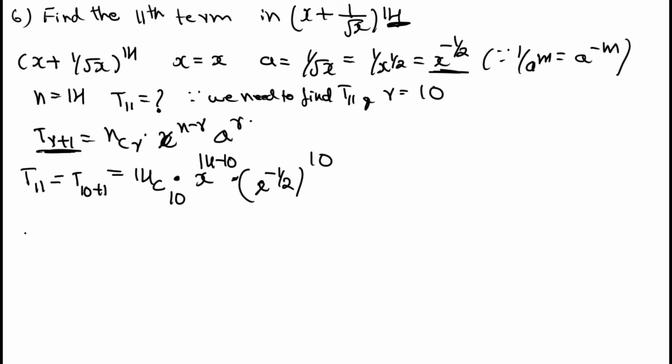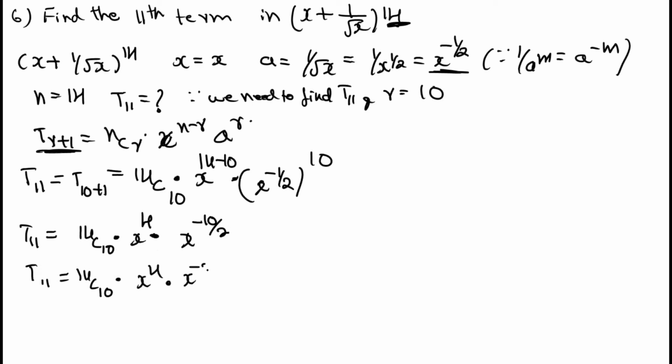In the next step, see, T11 equal to 14C10 into x to the power 14 minus 10 is 4 into x to the power minus 1 into 10 is minus 10 by 2. Then T11 equal to 14C10 into x to the power 4 into x to the power minus 5. This implies T11 equal to 14C10 into x to the power 4 into, how to write x to the power minus 5? You can write it as 1 by x to the power 5.